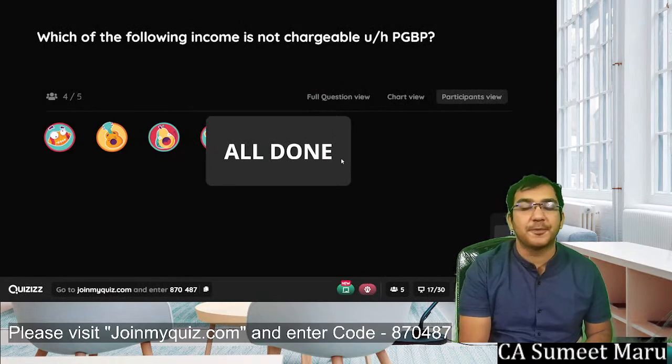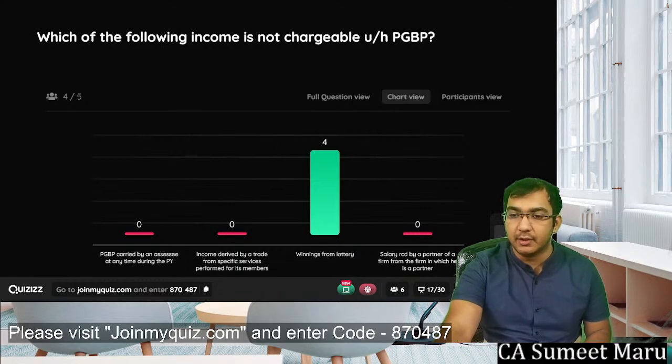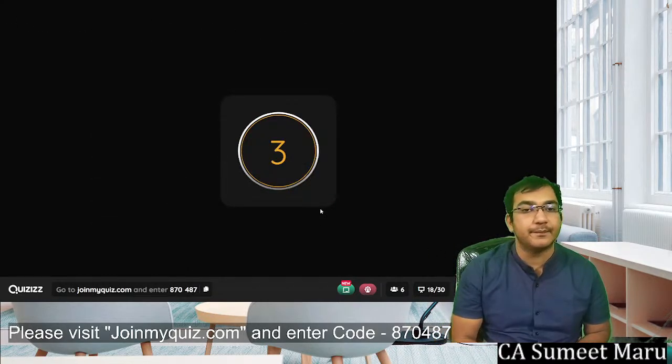And the right answer is option C. Lottery is taxable under income from other sources. Very good. Question number 18.